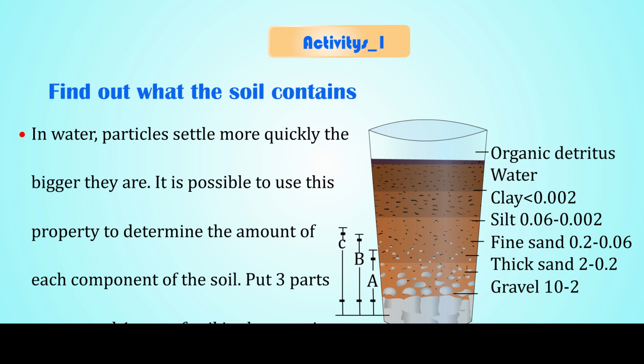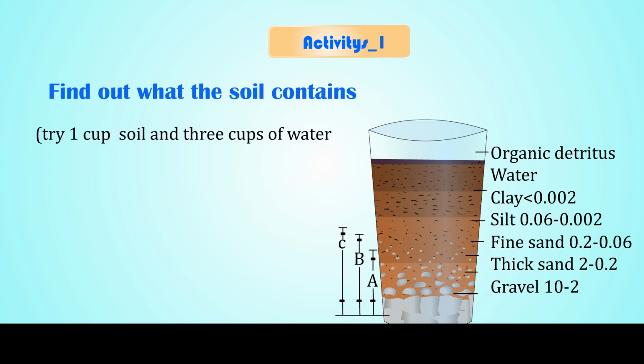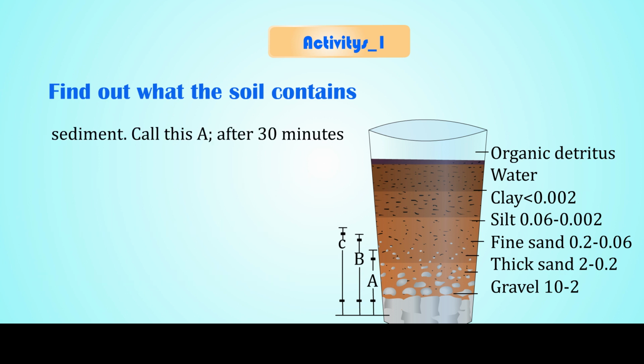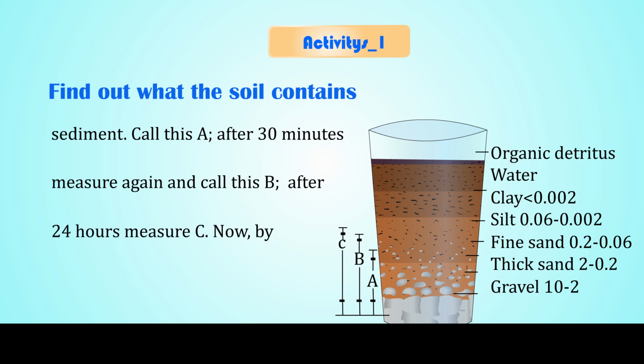Put 3 parts of water and 1 part of soil in the container. Try 1 cup soil and 3 cups of water in a quart jar. Shake the container for 5 minutes and let the material settle. With reference to figure 1, after 40 seconds, measure the thickness of sediment. Call this A. After 30 minutes, measure again and call this B. After 24 hours, measure C.